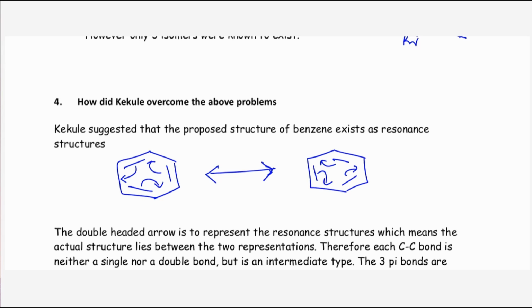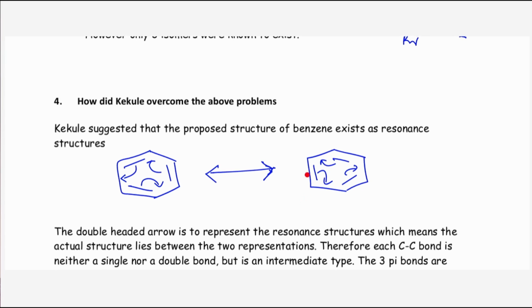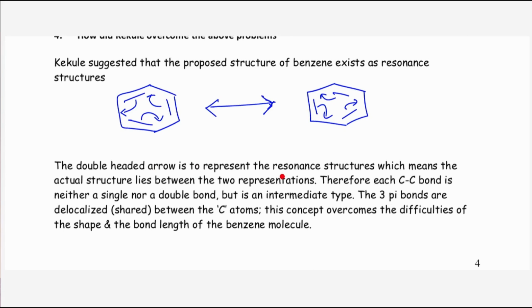So he said these pi bonds keep rotating, keep changing. That was very helpful for the development of the modern orbital concept, or the modern orbital theory of benzene, right? So Kekulé suggested that the proposed structure of benzene exists as resonance structures. The double-headed arrow is to represent the resonance structure, which means that the actual structure lies between the two representations.